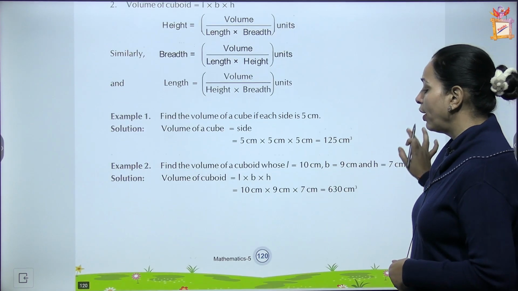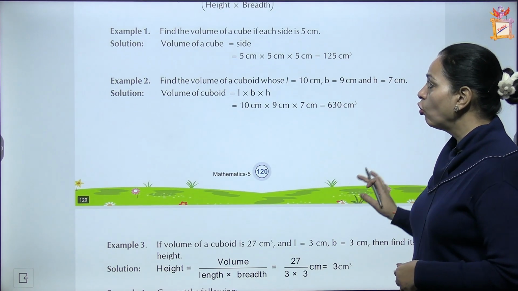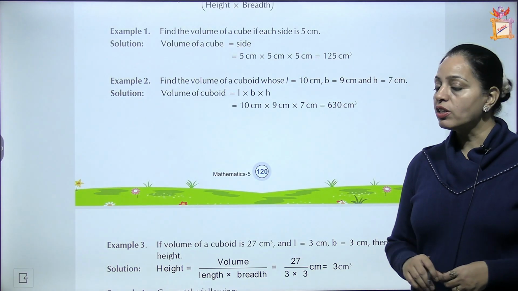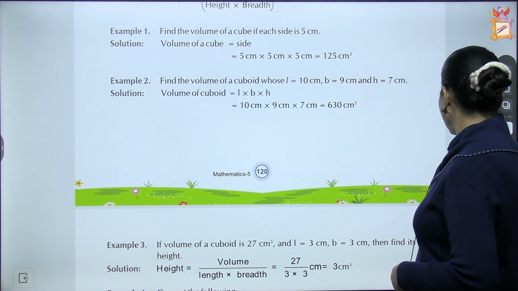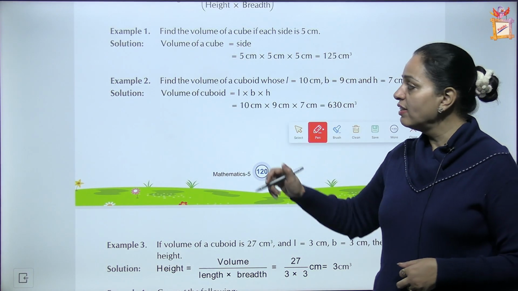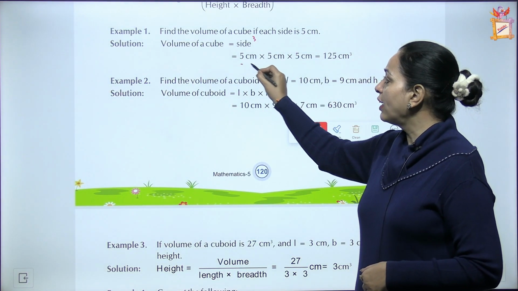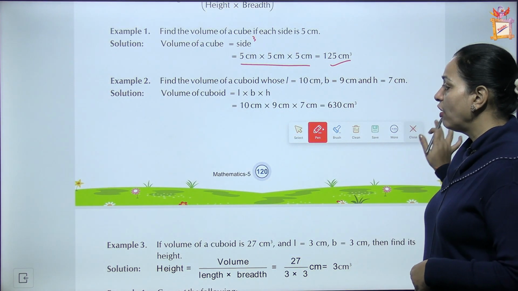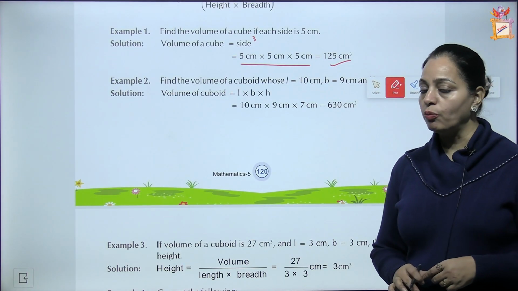See example 1. Find the volume of a cube if each side is 5 centimeter. So what is the volume? Side into side into side, side cube. So that is 5 into 5 into 5, 125 centimeter cube.